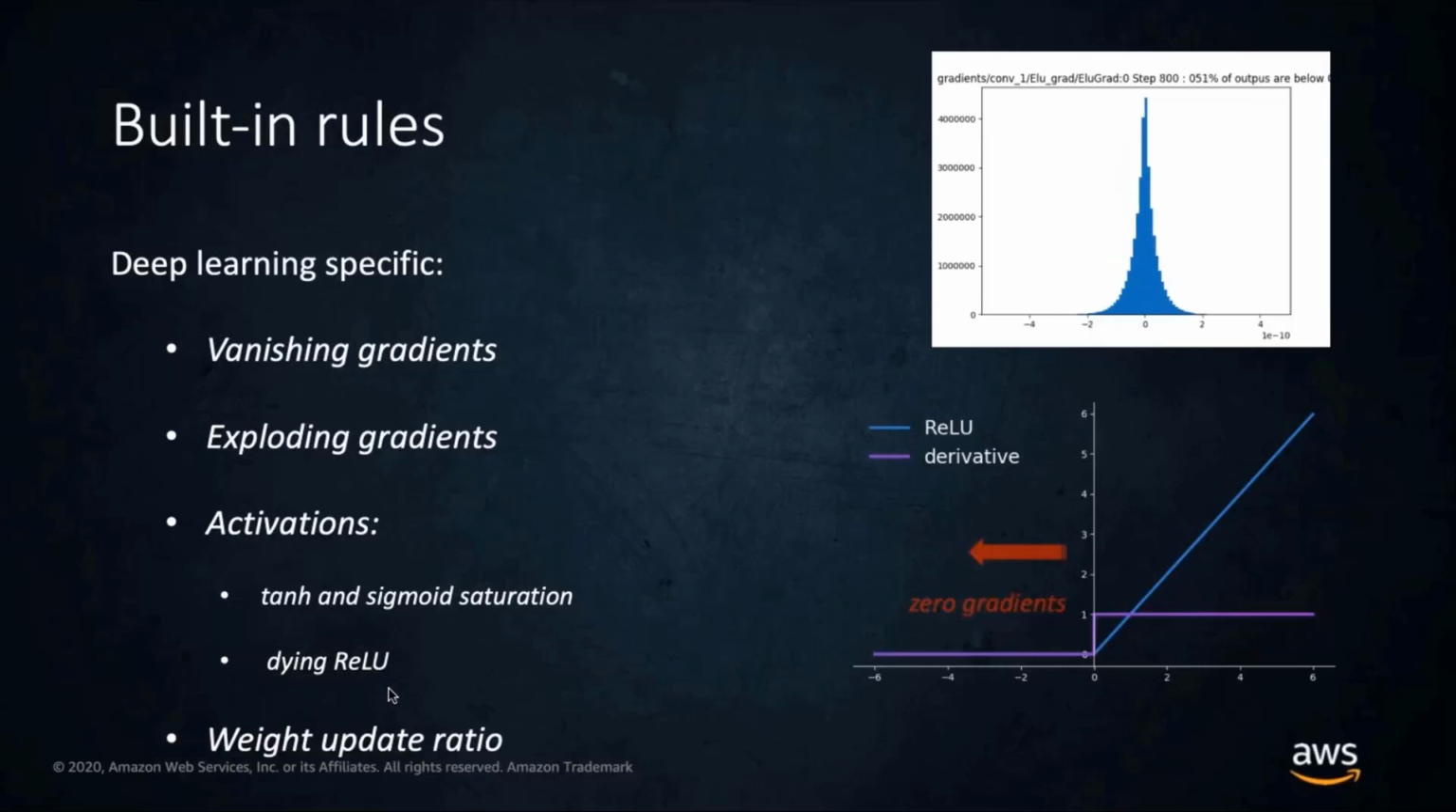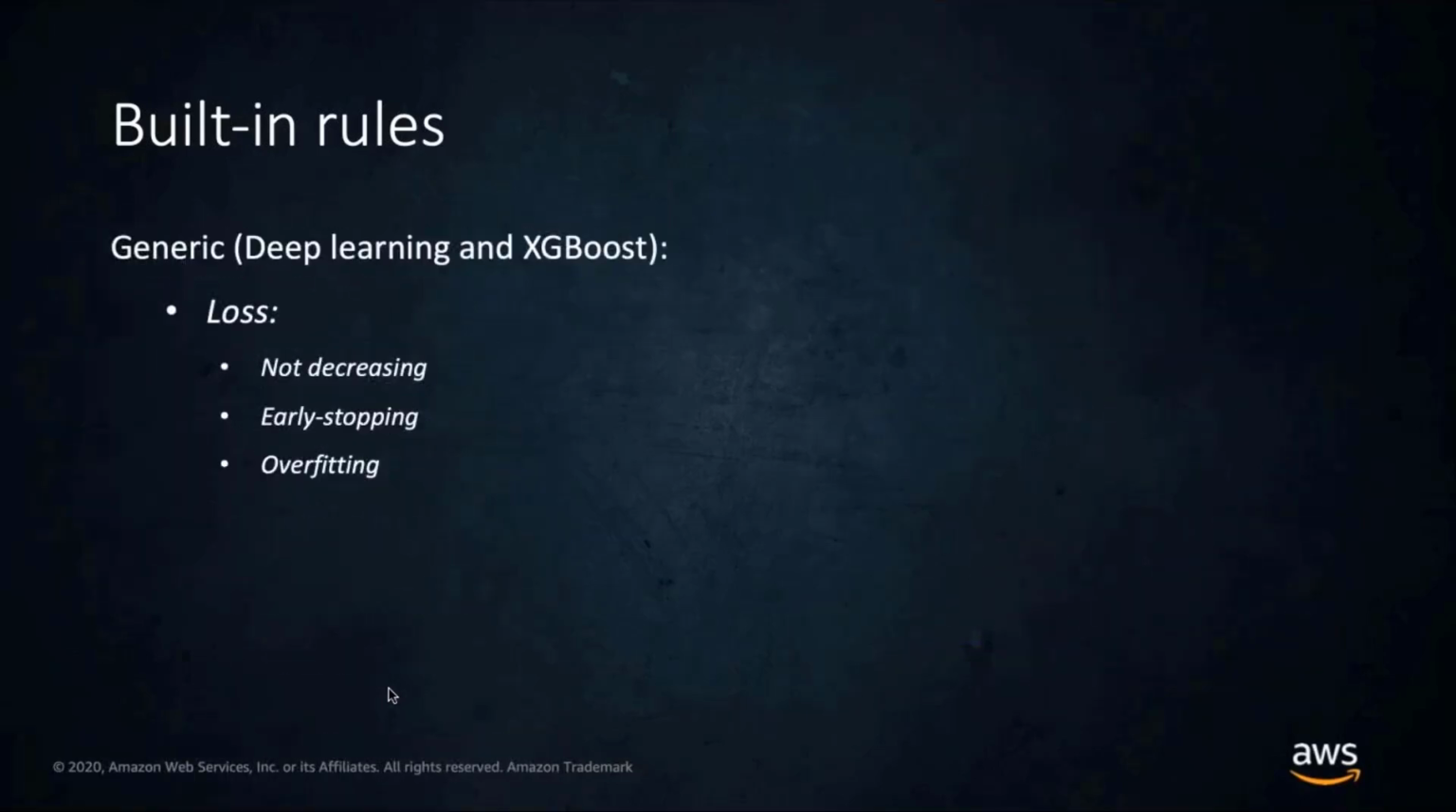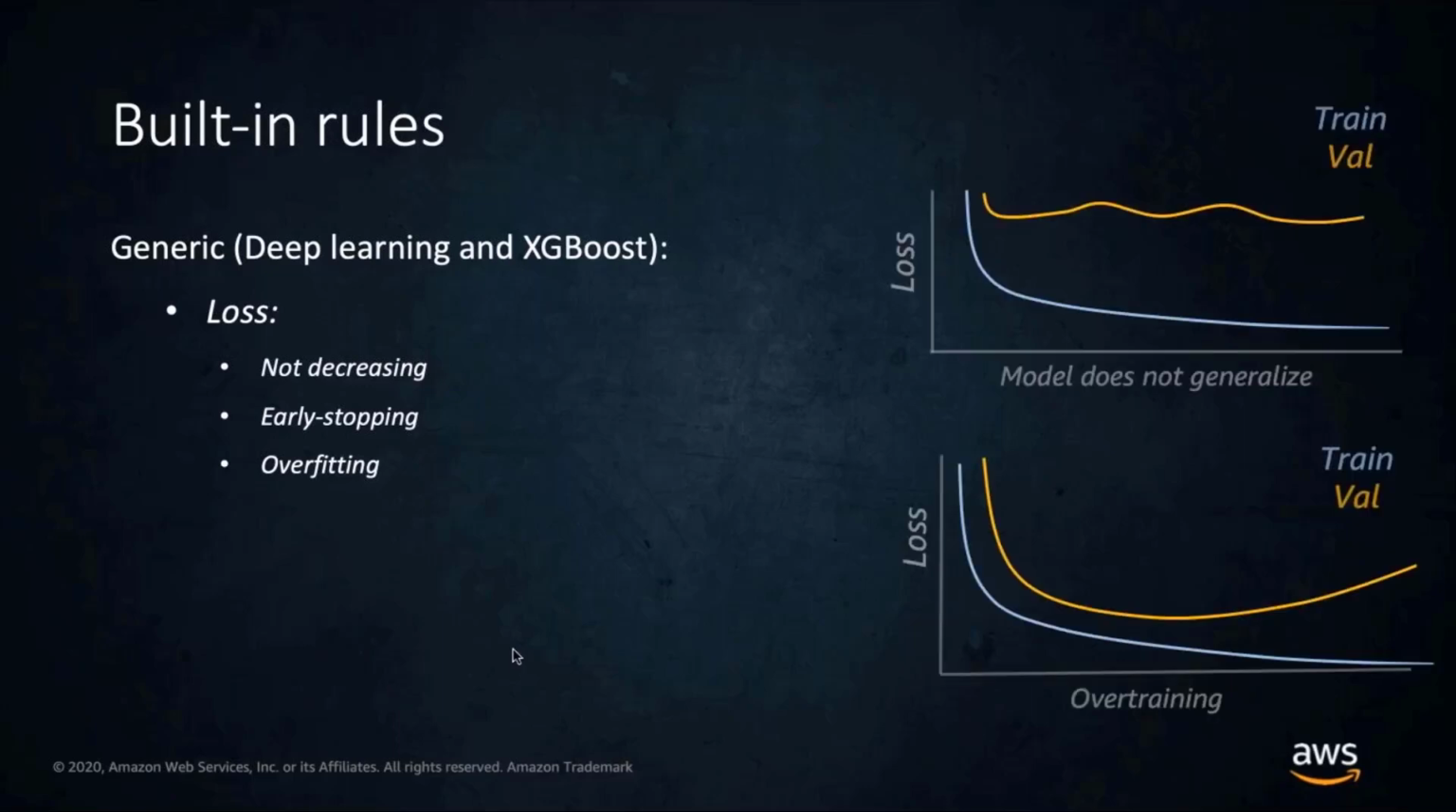We also have a built-in rule that measures the weight updates, so whether your weights between different iterations get updated a lot or maybe not updated at all. We also have some more generic rules that you can use for deep learning, but also XGBoost models. So we have rules that check, for instance, if the loss is decreasing or not. So let's have a look.